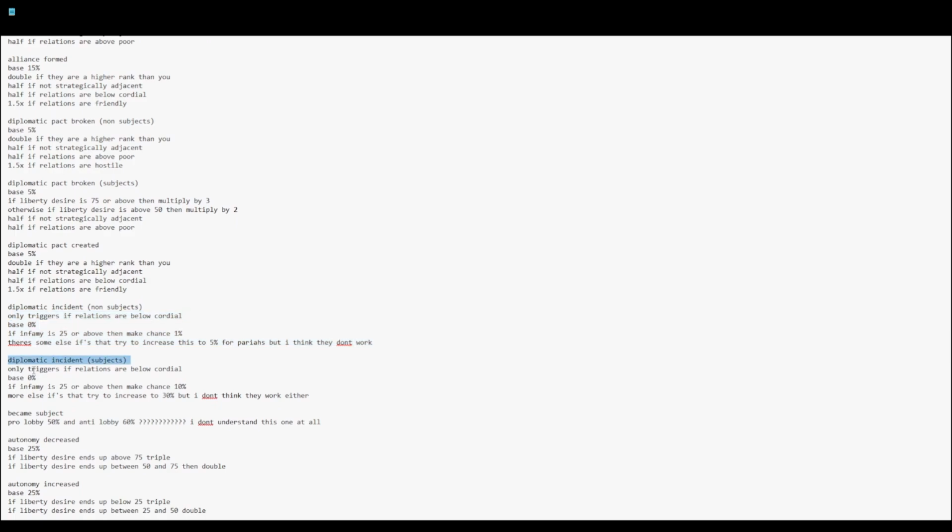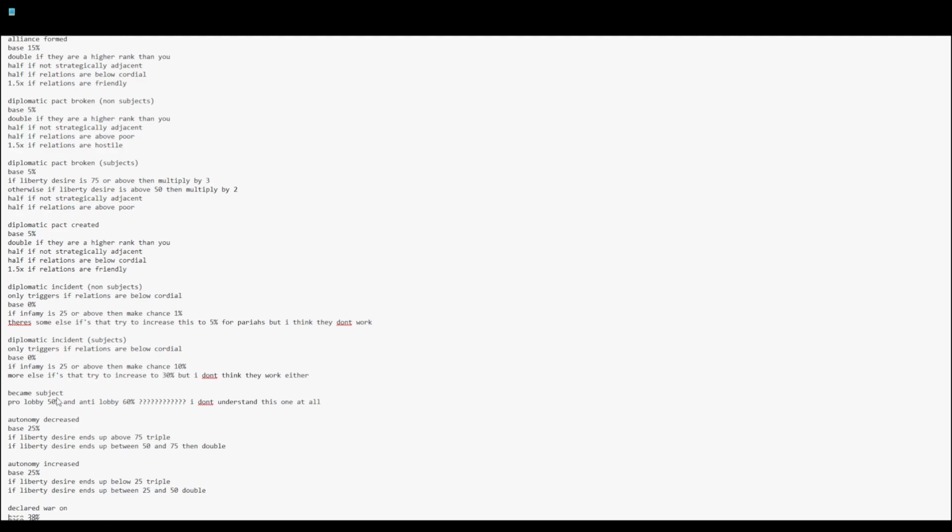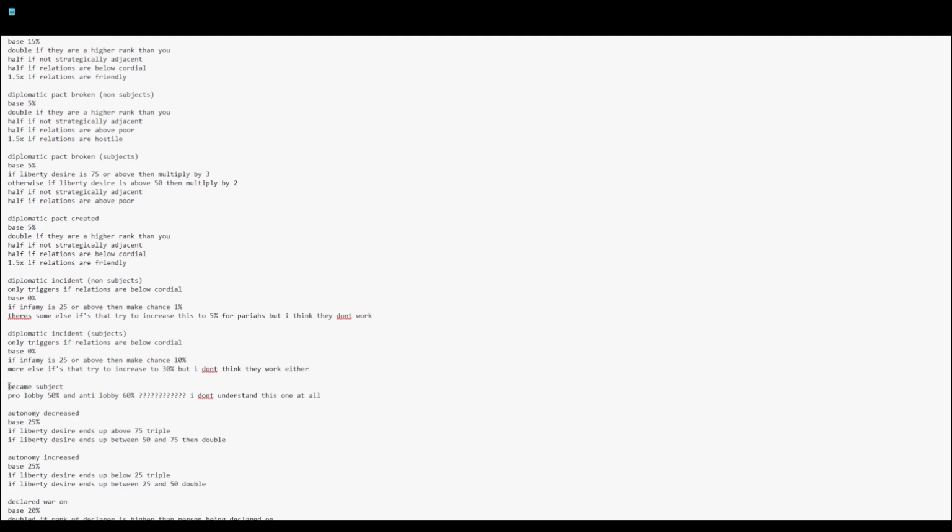Diplomatic incident for subjects only triggers if relations are below cordial. Base of a 0% chance. If infamy is 25 or above, then make chance 10%. There's also else ifs for this one that I don't think work. Then we get became subject, which apparently has a 50% chance to generate pro lobby and a 60% chance to generate an anti lobby. I don't understand that.